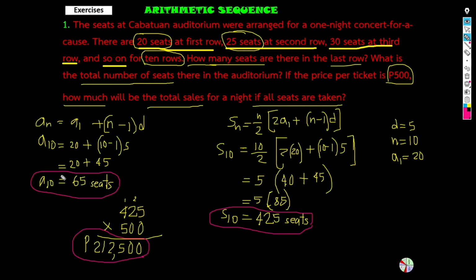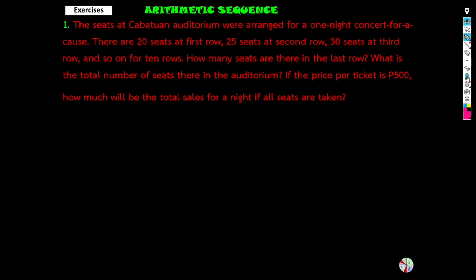So there are three answers: a sub 10, 65 seats; s sub 10, 425 seats; and the last one, the total sales, 212,500 pesos. Okay, that's the answer for number 1. Let's go to number 2.